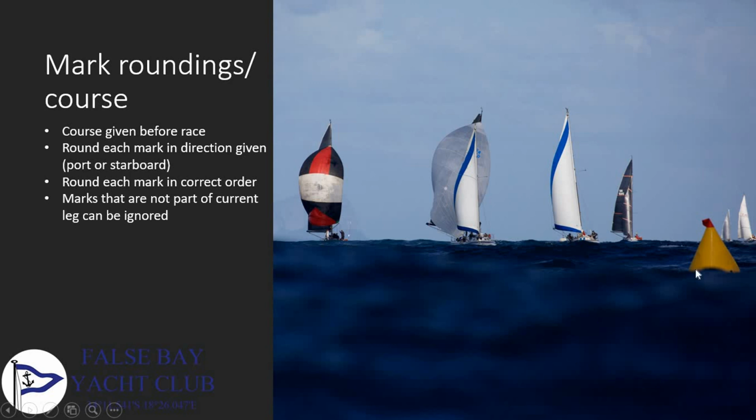Alright, so mark roundings. Normally there's a race course that's set out before the time. At False Bay Yacht Club there's a course card that's given out, and that's a list of all the marks in the order that you must round them, and along with each mark there's a little direction given, which is either the letter P or the letter S. That means port or starboard.